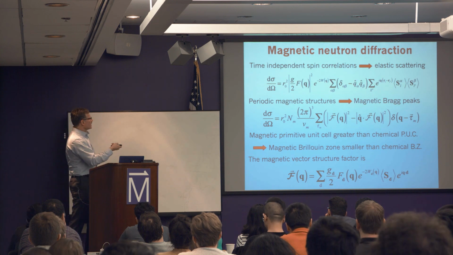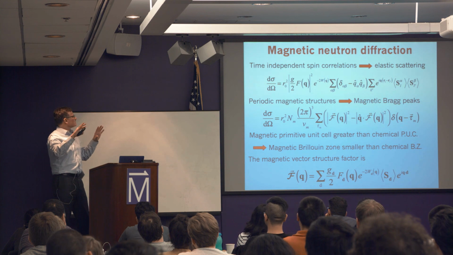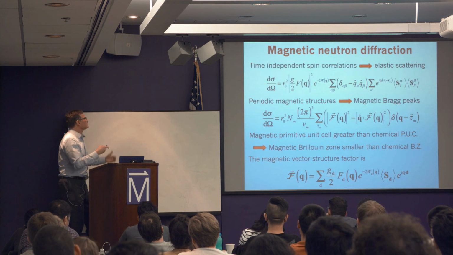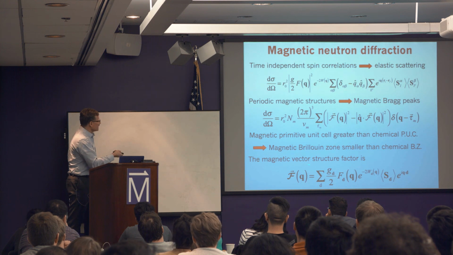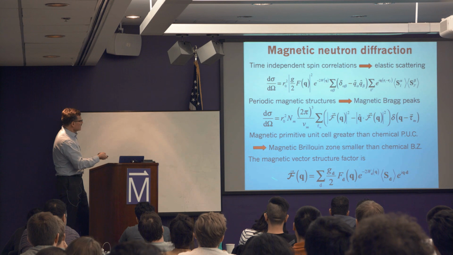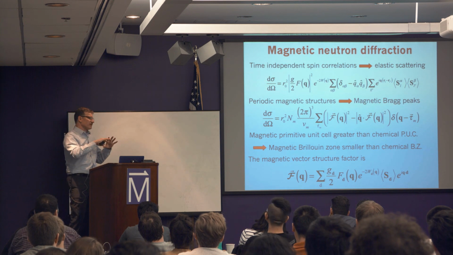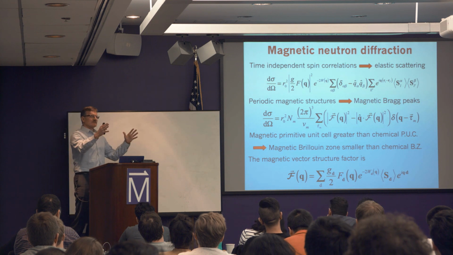But the intensity of the Bragg peaks is going to reveal the underlying structure of the system, and in the case of a magnetic structure, what I'm measuring is actually a vector structure factor, which takes this particular form. So I get information both about the magnitude and the direction of the spins on the lattice.